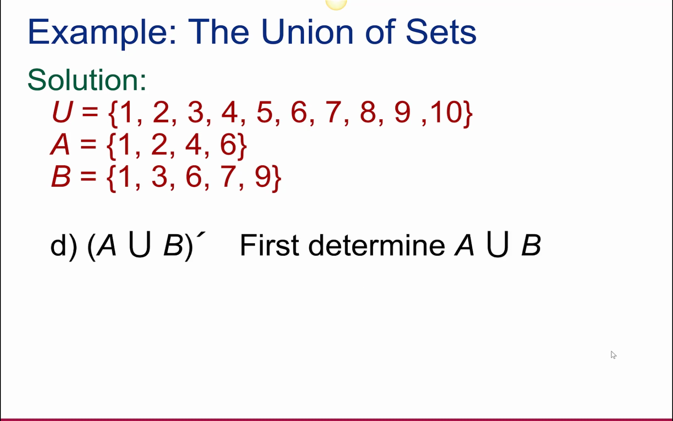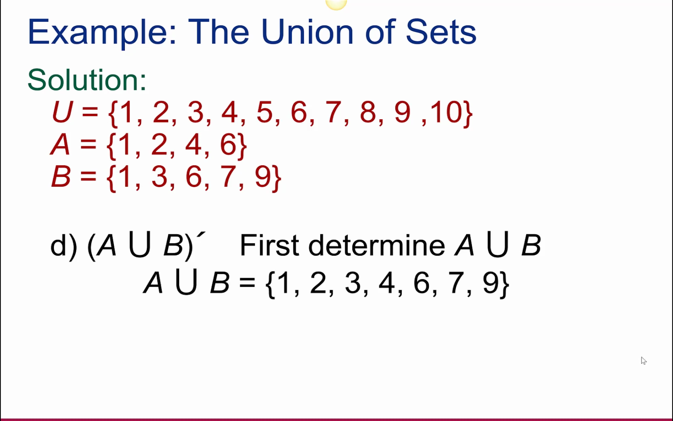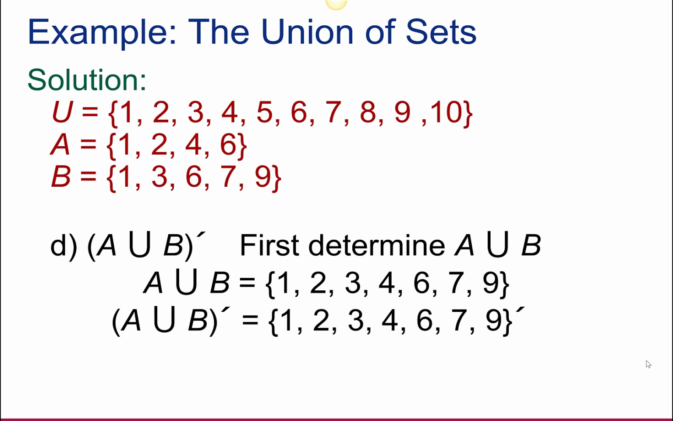And then finally, A union B and take the complement. So first we need to figure out what is A union B, 1, 2, 3, 4, 6, 7, 9, and then take the complement, and that contains the elements 5, 8, and 10.